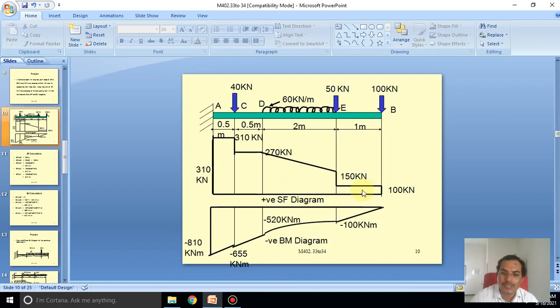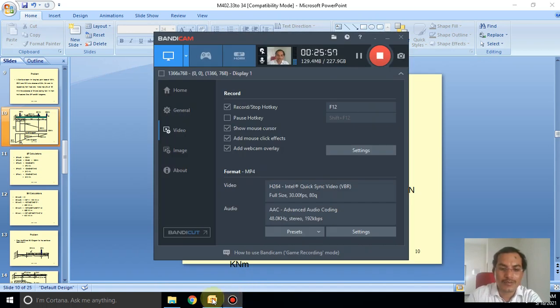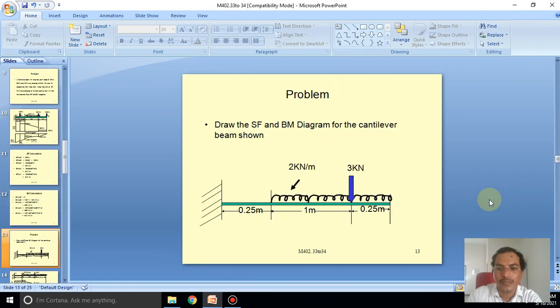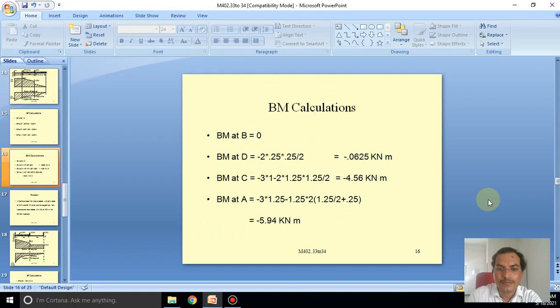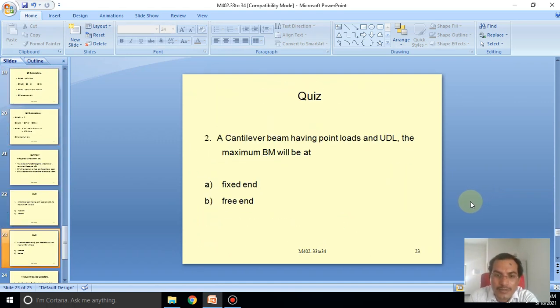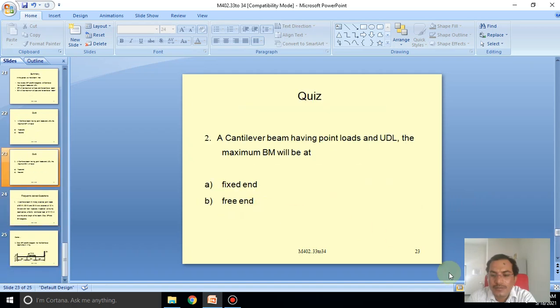So this is the problem. We can solve it at whichever point of the given loads or different loads, increasing the bending moment and the equations. So this is the diagram. And also with some more examples in the topic. Okay, in this topic, a cantilever beam having point loads and UDL load, the maximum bending moment will be at the fixed point.